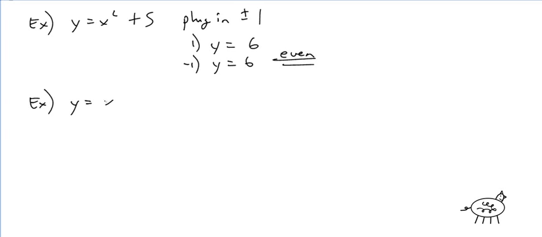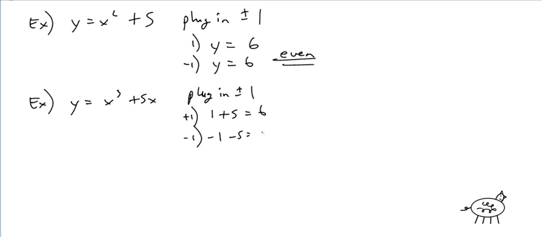y equals x cubed plus 5x. Okay, so again, I'm going to plug in plus or minus 1. So I'm going to put a positive 1 here first, and I get 1 plus 5 equals 6. Okay? Put a negative 1 in there. Negative 1 cubed is negative 1, minus 5 equals negative 6. Hey, opposite signs. Odd.